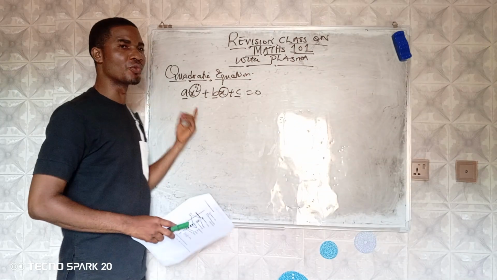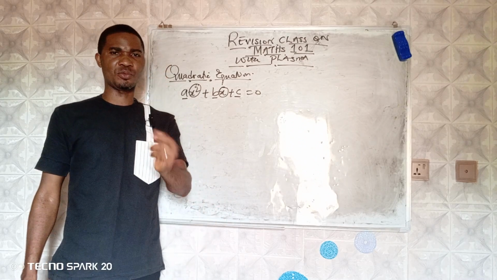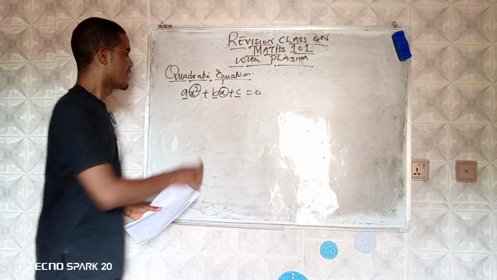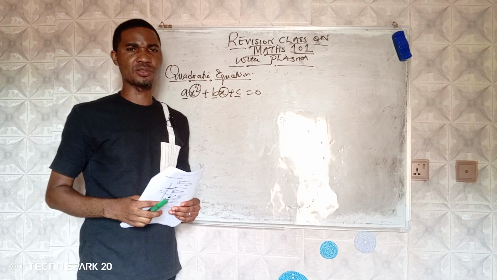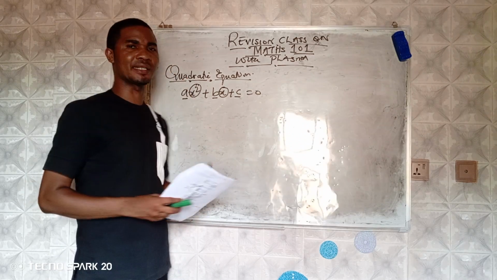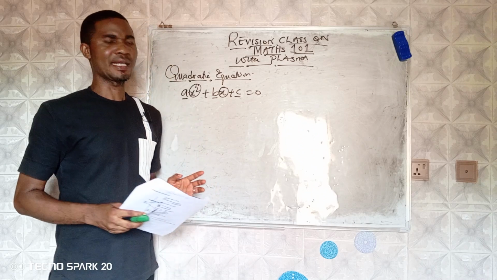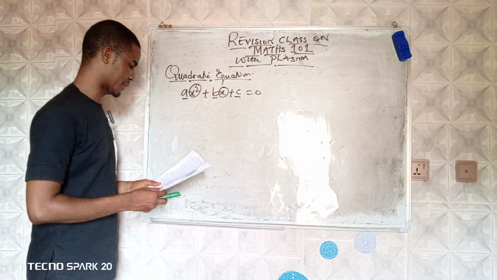If the highest power of the unknown there is 3, you're going to get 3 values of x, which is the x1, x2, and x3. Hence, getting the values of the unknown is what we call factorization of a quadratic equation. So any equation that can be factorized can be called a quadratic equation.